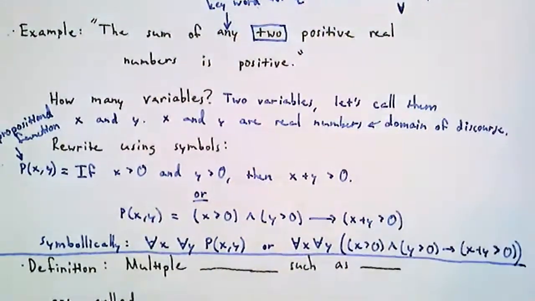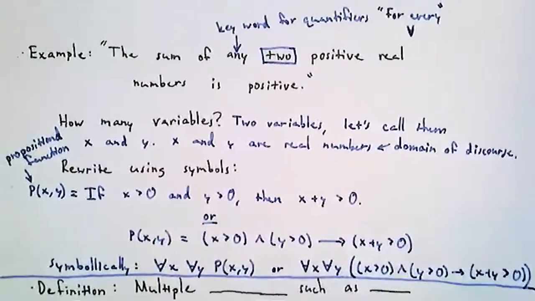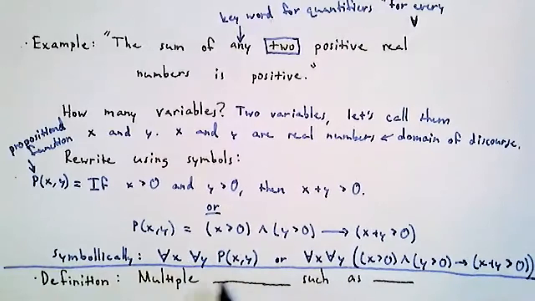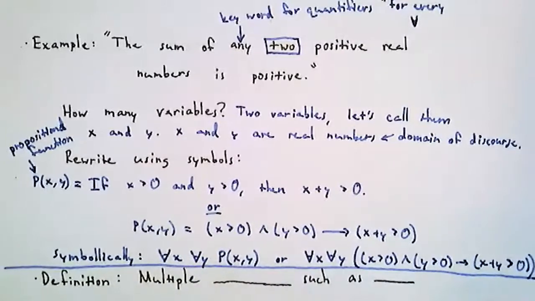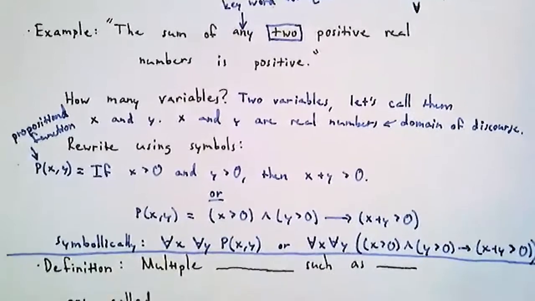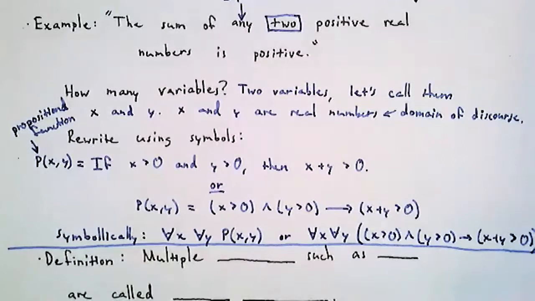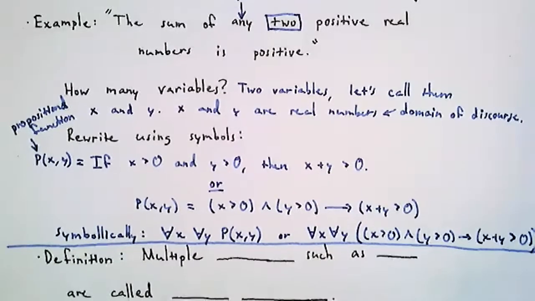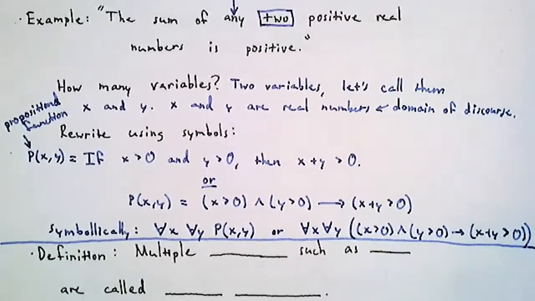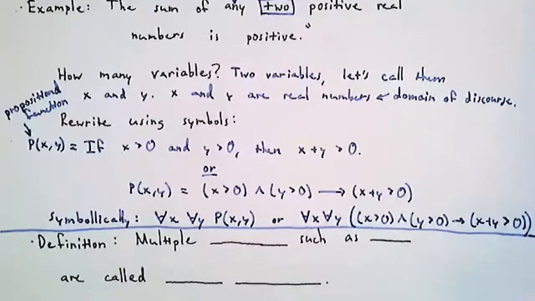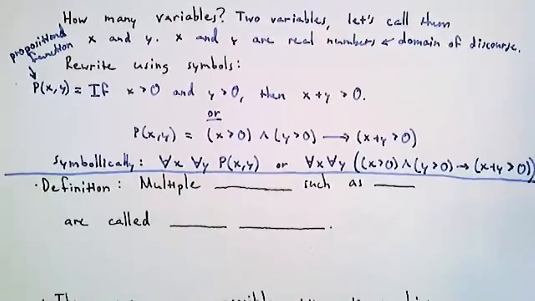So this sentence, the first example here, gets translated symbolically into a proposition that has two quantifiers. Are there any questions before we give that definition? Okay, so since there aren't any questions, let's go ahead.